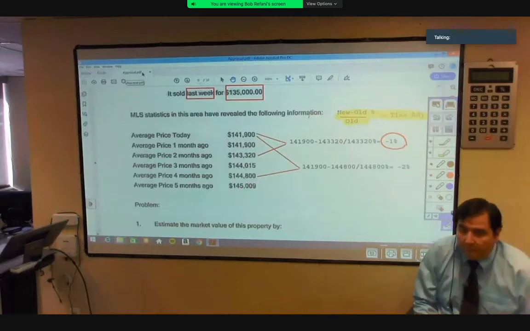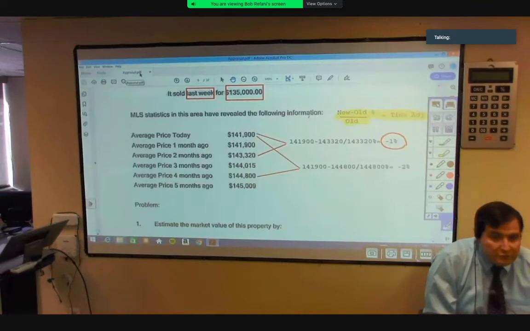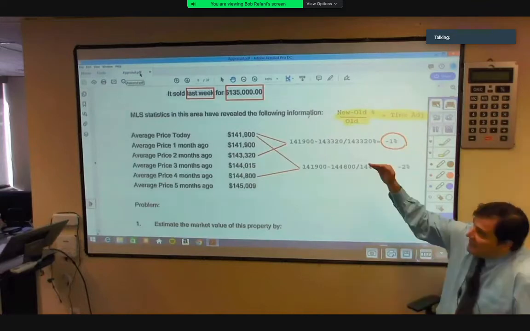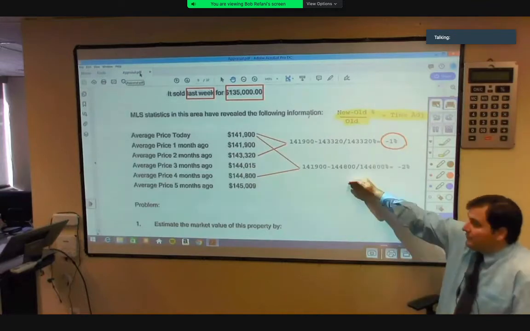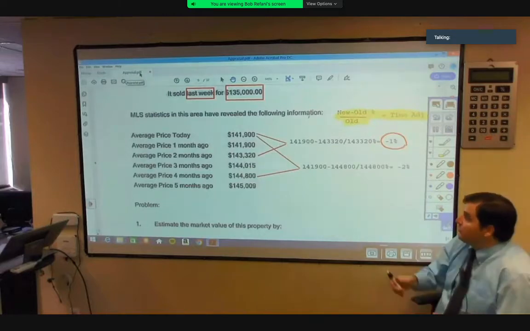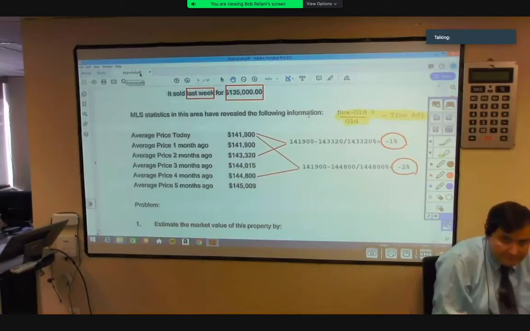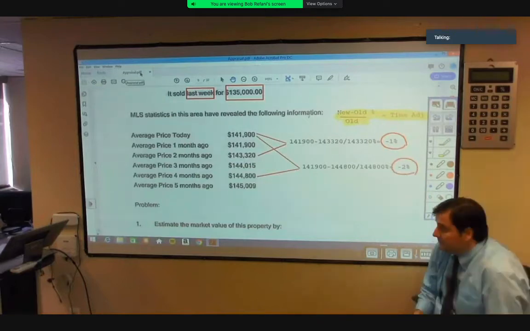So for the second one, when did it sell? 4 months. So you have to do 4 months. Average today is given, average 4 months ago is given too. New minus old divided by old, push percentage. That's going to be minus 2%. So the price went down 2%. Okay? You guys with me or not?